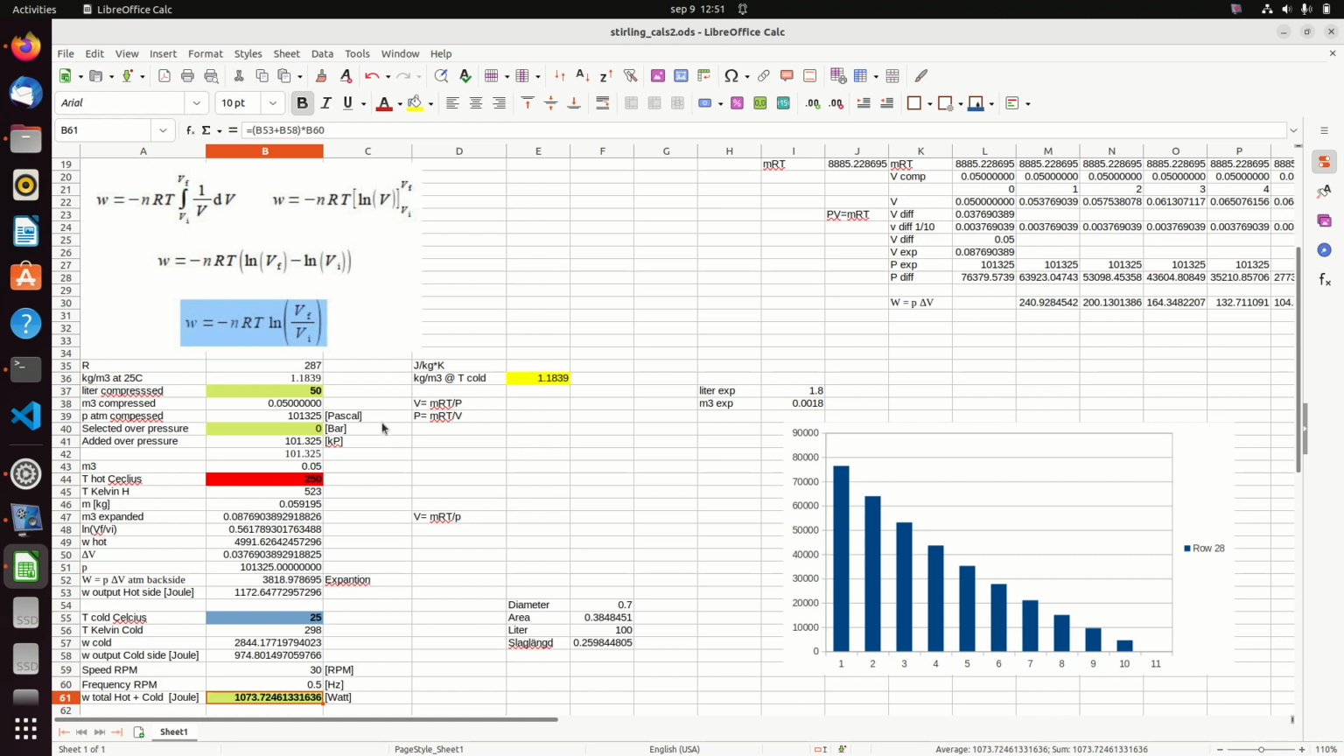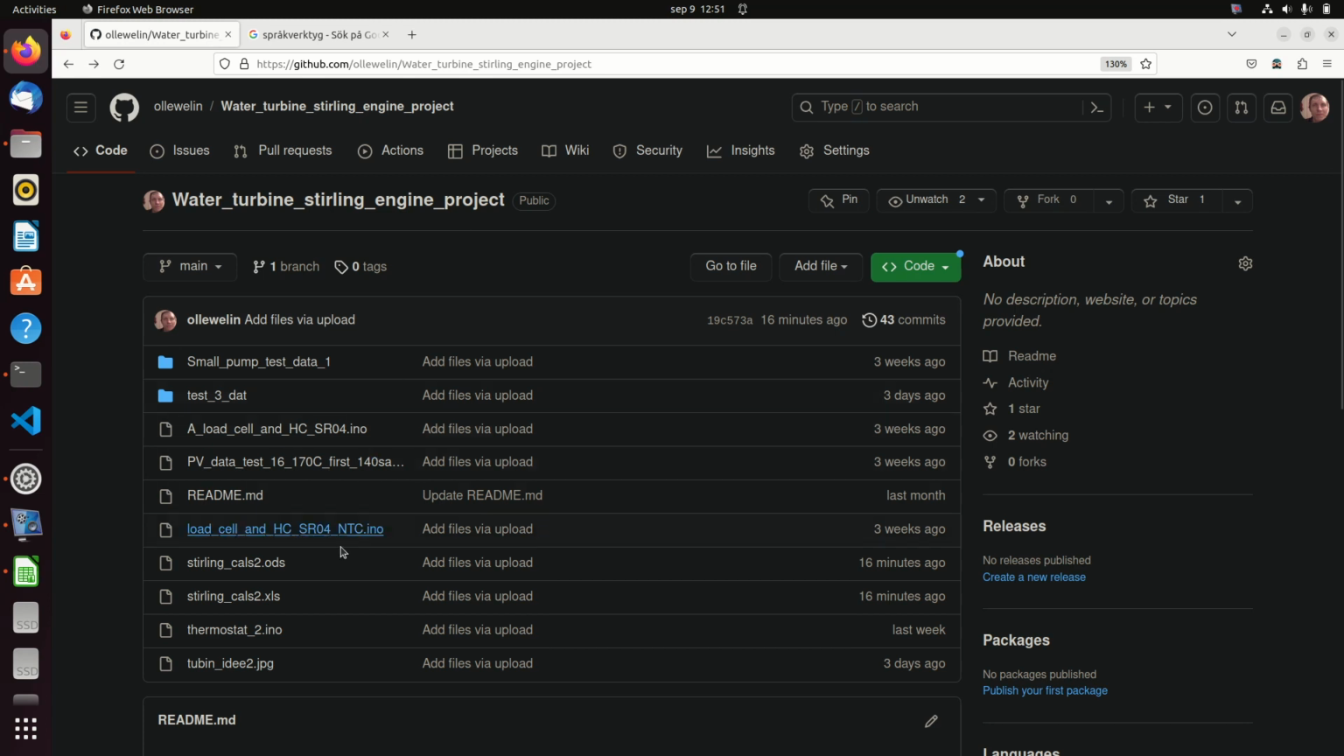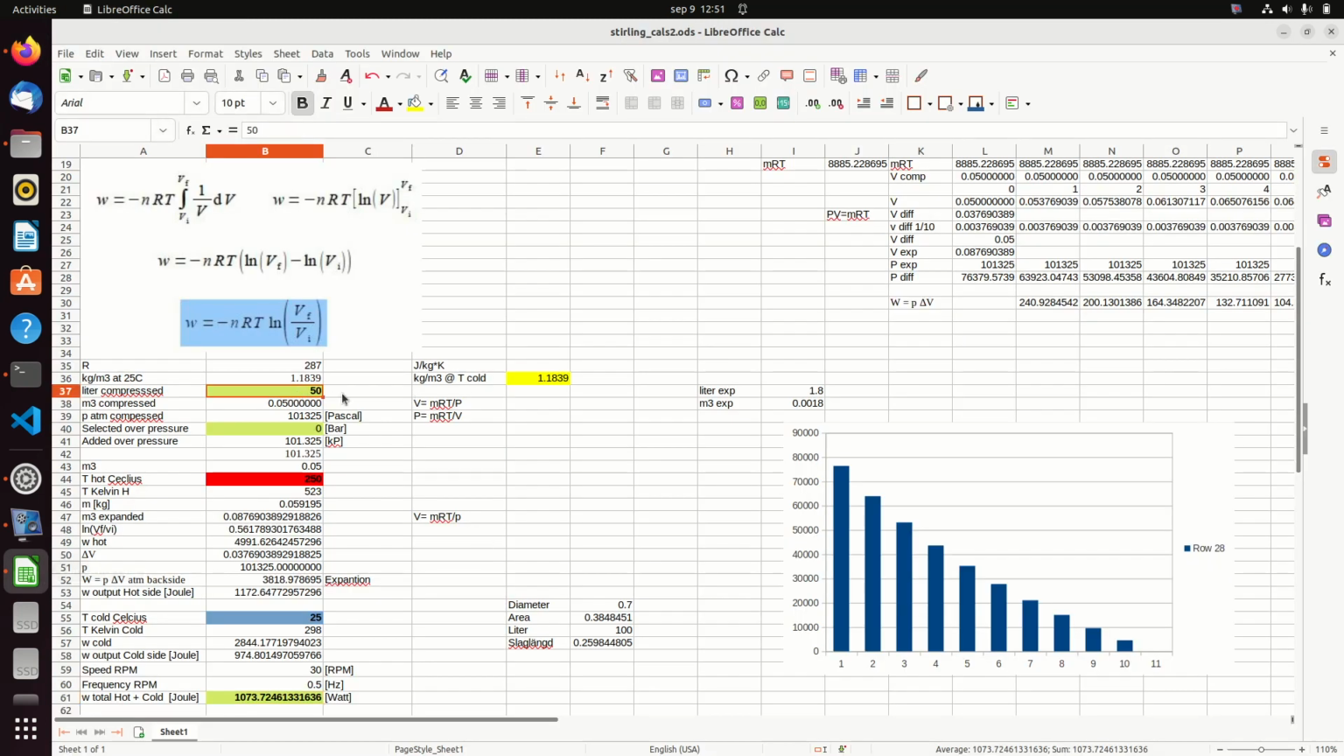Hello, if you ever wonder about how much output power you can get in theory from a Stirling engine, you can use this integral calculation I put together, and you find the link in the description below, and you can use either of these two files, and you can put in input parameters here and you get out this.